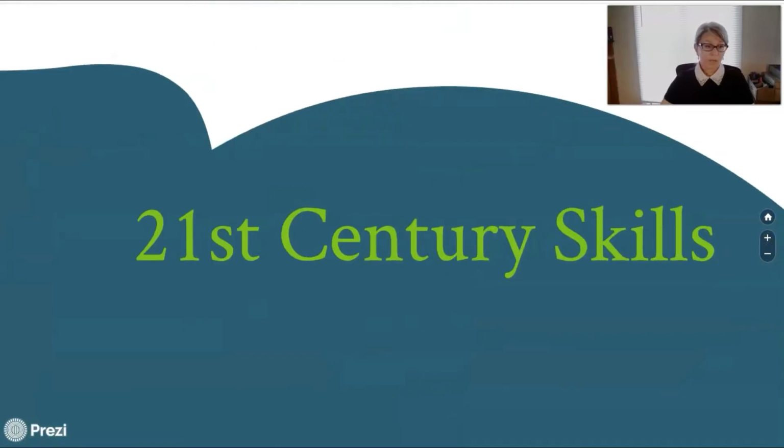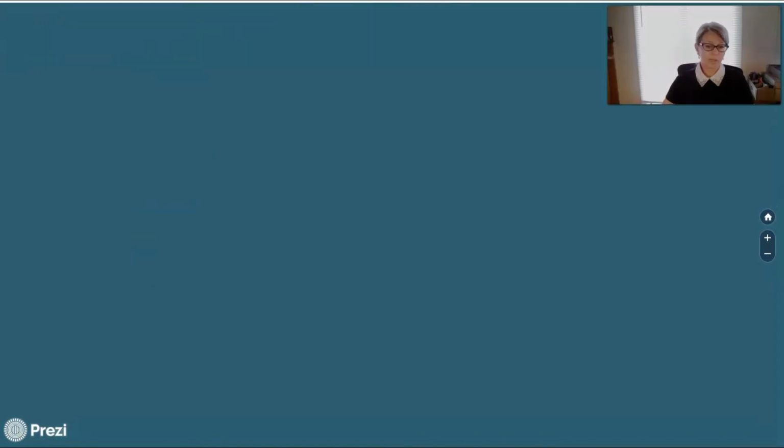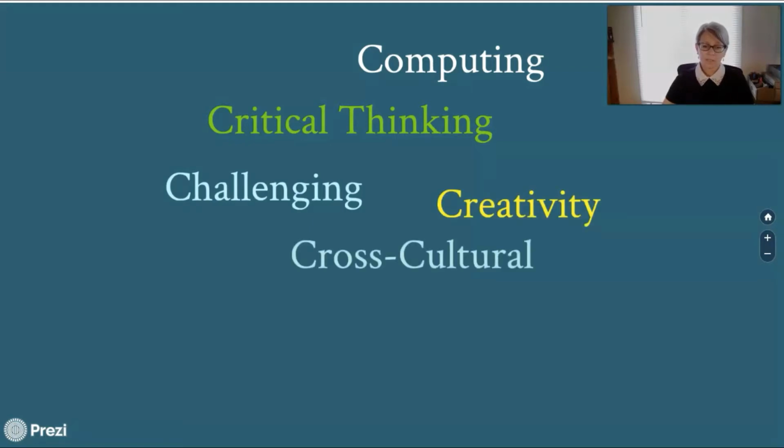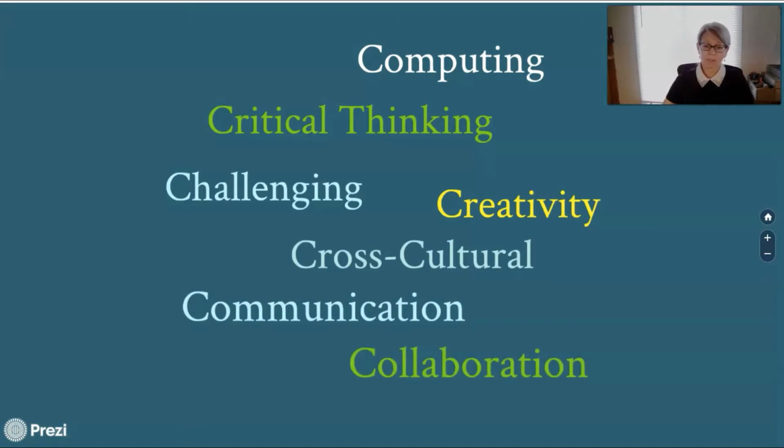So I think particularly in online discussions, we often want to look at 21st century skills that we want our students to have as a consequence of the learning. Computing skills, critical thinking skills, they're challenging skills, being able to think about things, creativity skills, cross-cultural skills, communication skills, and collaboration skills. And all of this can be secondary skills they gain on top of the competencies that they're learning in your class.